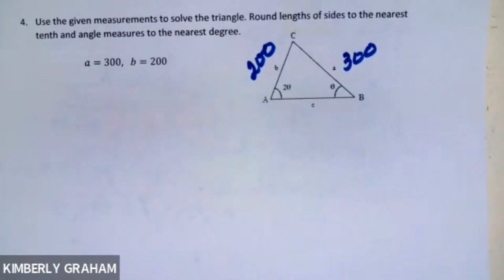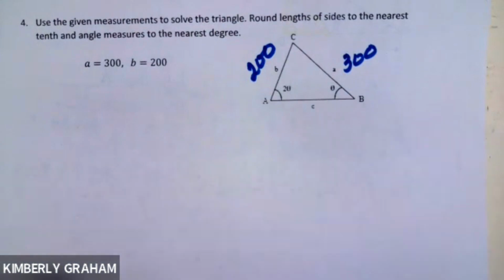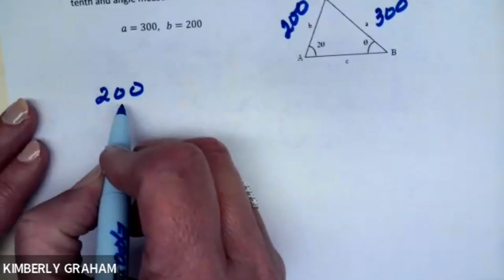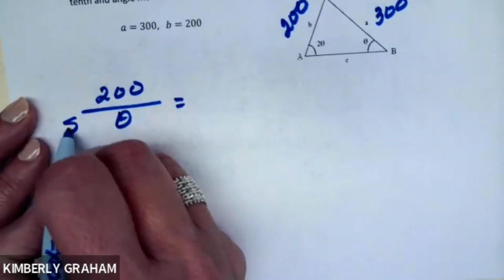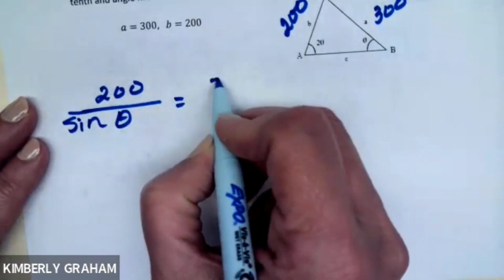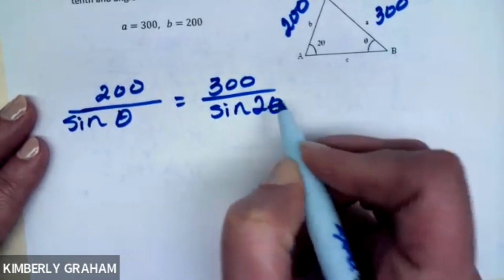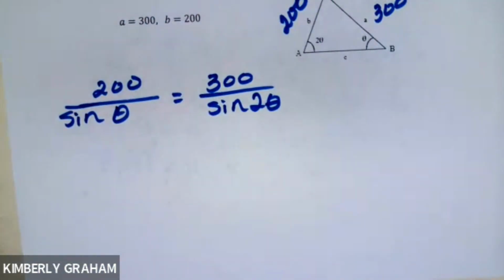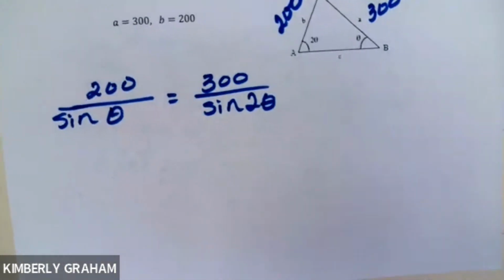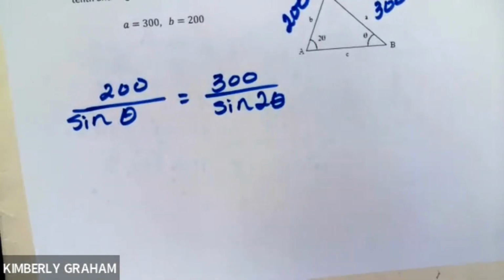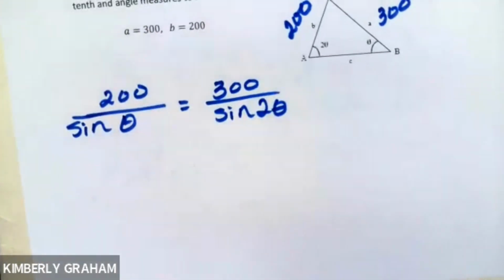So I'm going to go ahead and set up a proportion using law of sines with angle A and angle B. So I have 200 over sine theta equals 300 over sine 2 theta. That's all that you can do with that problem to begin with. So write it down, and even if it doesn't look like it's going to work right away, go ahead and write it down and see what you can do.